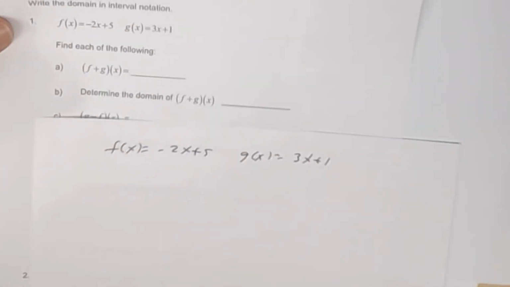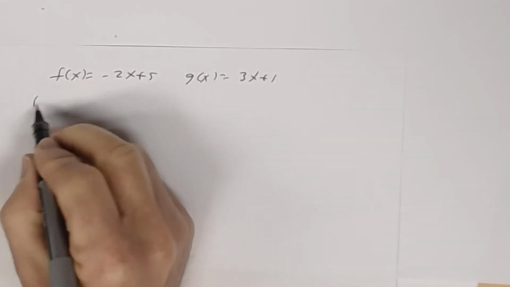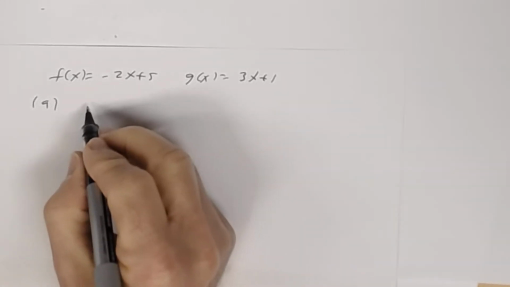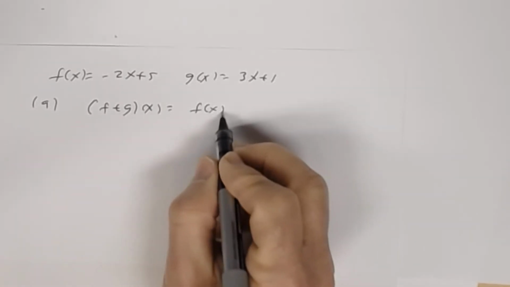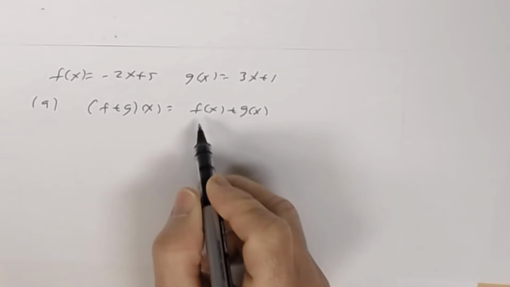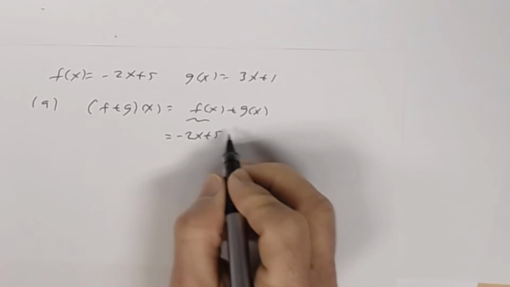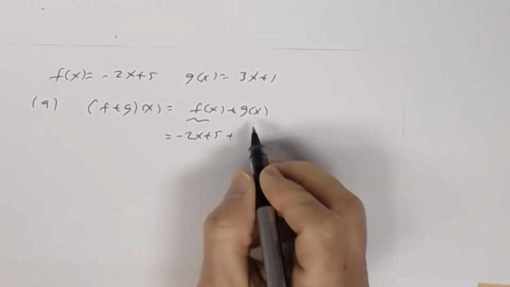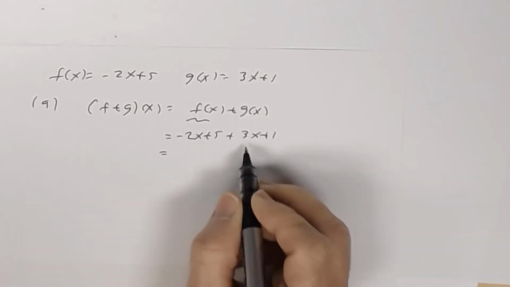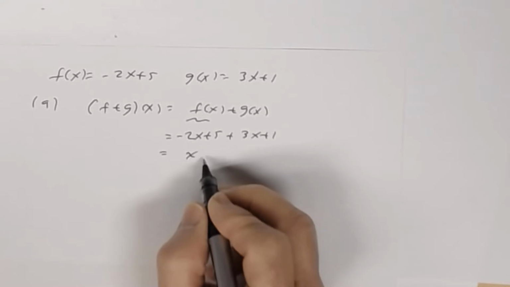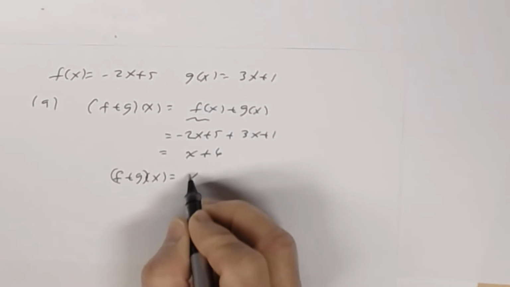And then in 1a, you want to find f plus g at x. By definition, this means f of x plus g of x. So f of x is negative 2x plus 5. I don't need parentheses here since I'm adding those. And then g of x is 3x plus 1. When I combine like terms, negative 2x plus 3x is x, and then 5 and 1 is 6. So therefore, f plus g at x is x plus 6.